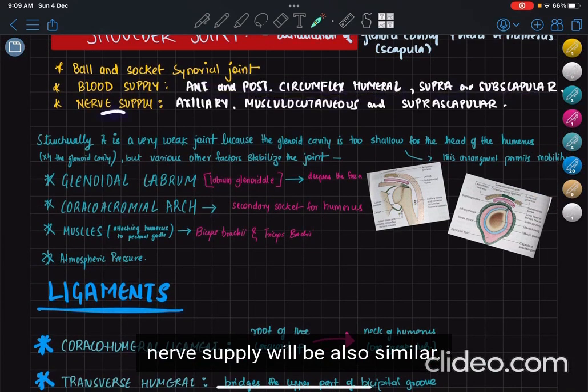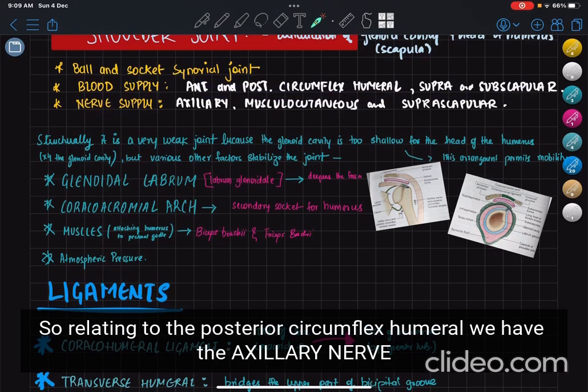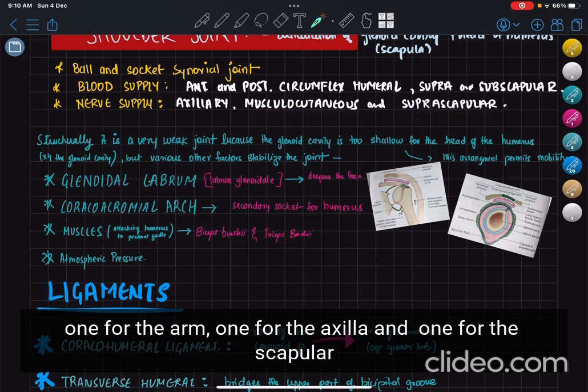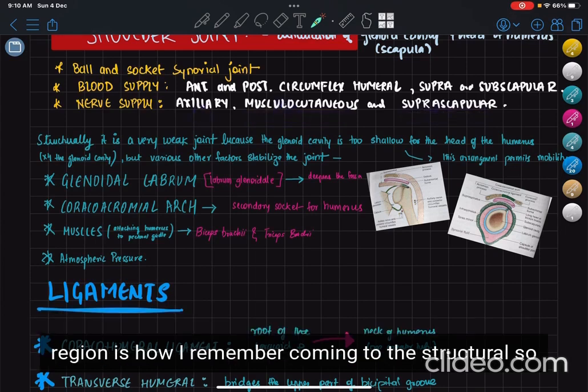Now nerve supply will be also similar. So relating to the posterior circumflex humeral, we'll have axillary nerve. You'll see the axillary nerve is always with the posterior circumflex humeral vessels. And then arm, when we talk about arm, we can't leave out musculocutaneous nerve. And then scapular region, suprascapular nerve. So that is the nerve supply. One for the arm, one for the axilla, one for the scapular region is how I remember.